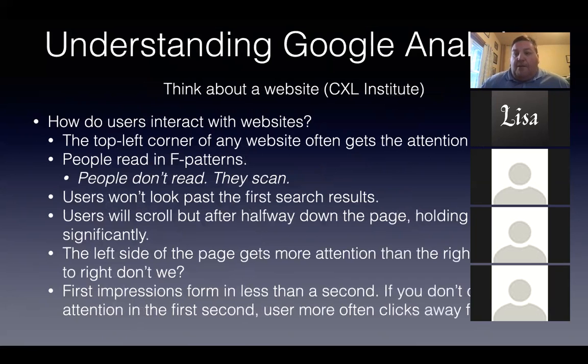So think for a minute about your own website, if you have one. How do users interact with websites? The top left corner of any website often gets the attention first. In most cases, your company logo is in this location. People read in a style that's called the F pattern. Well, people actually don't read, they more or less scan.